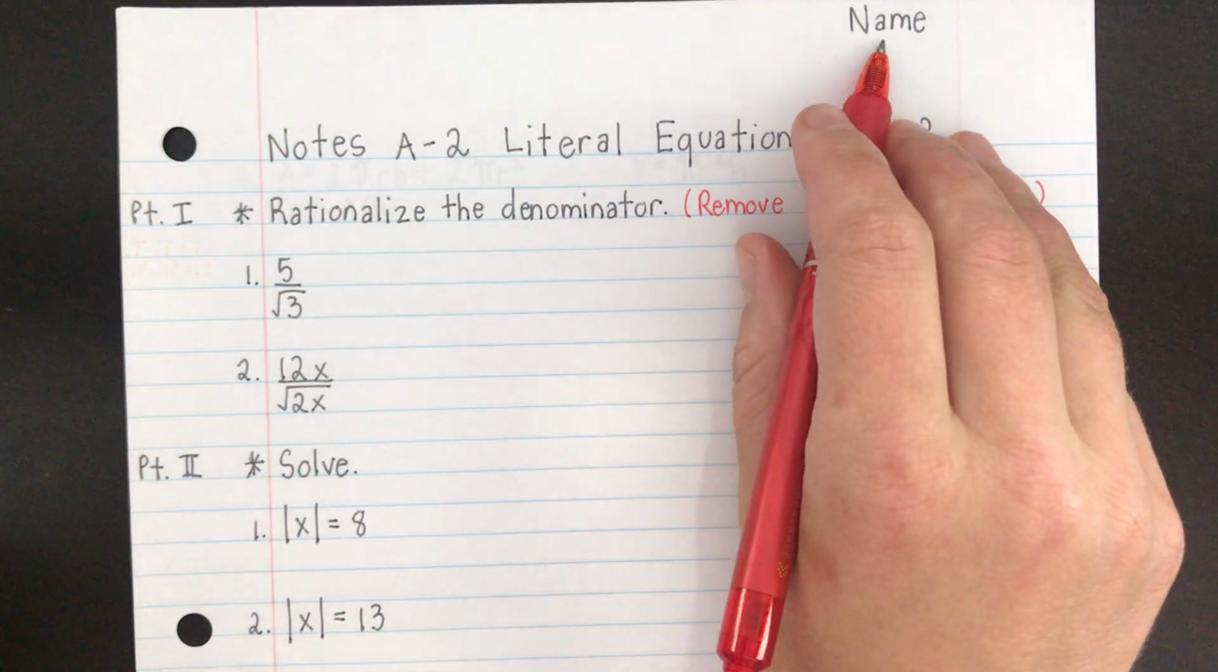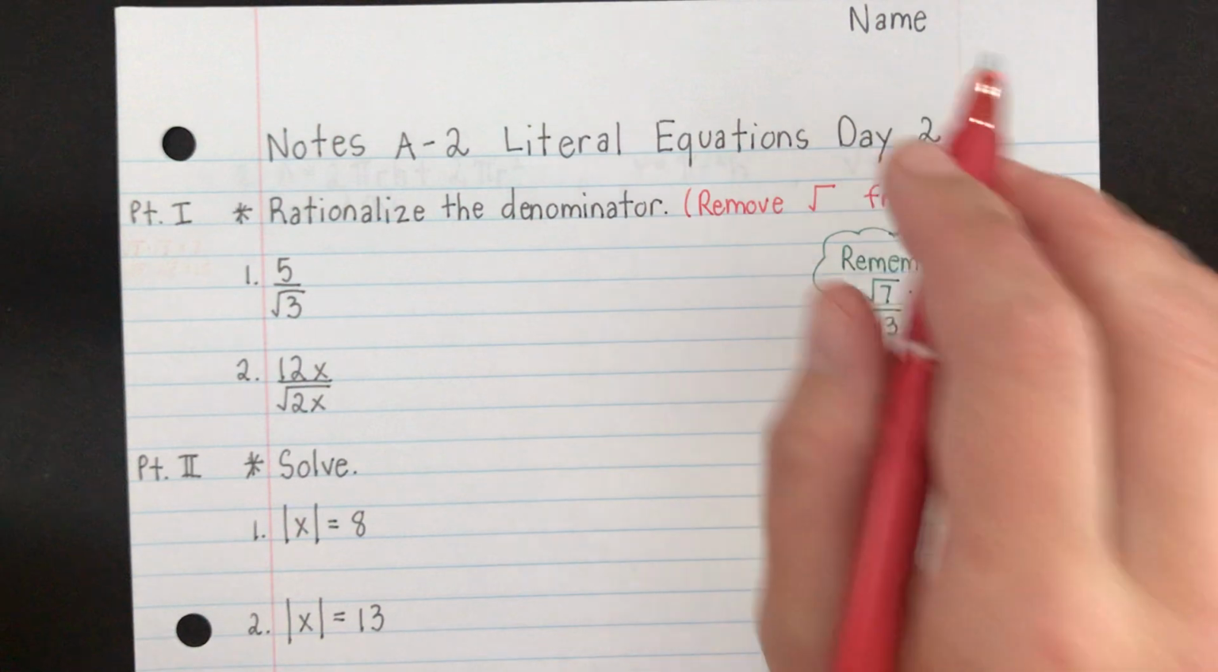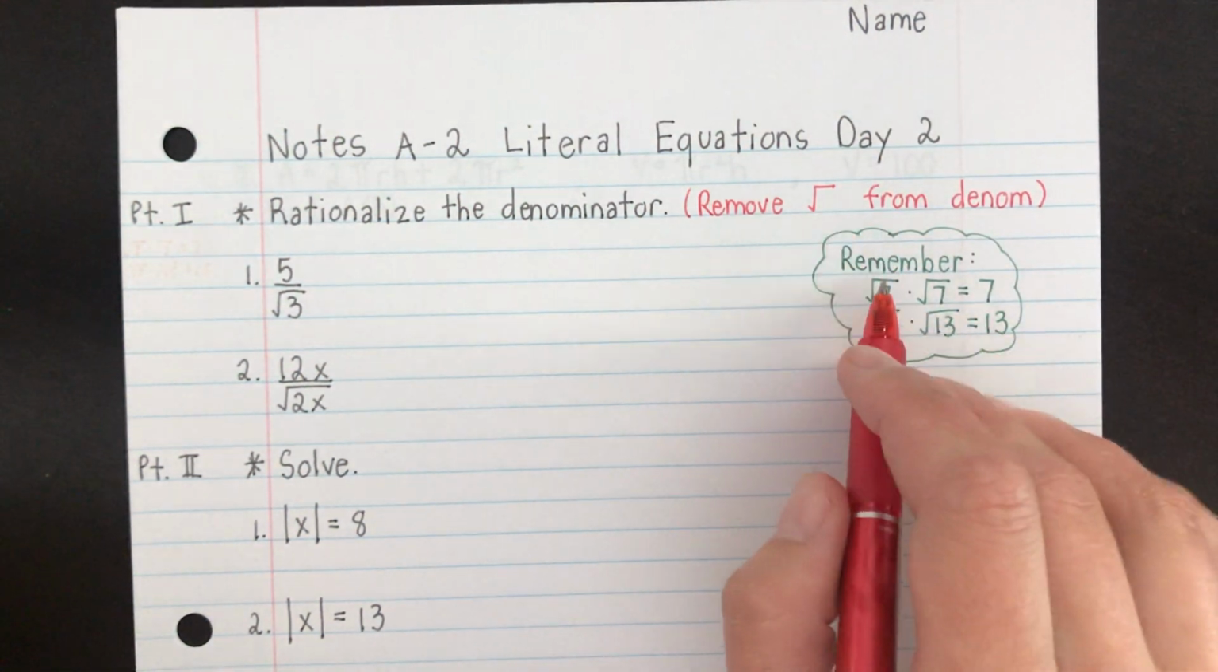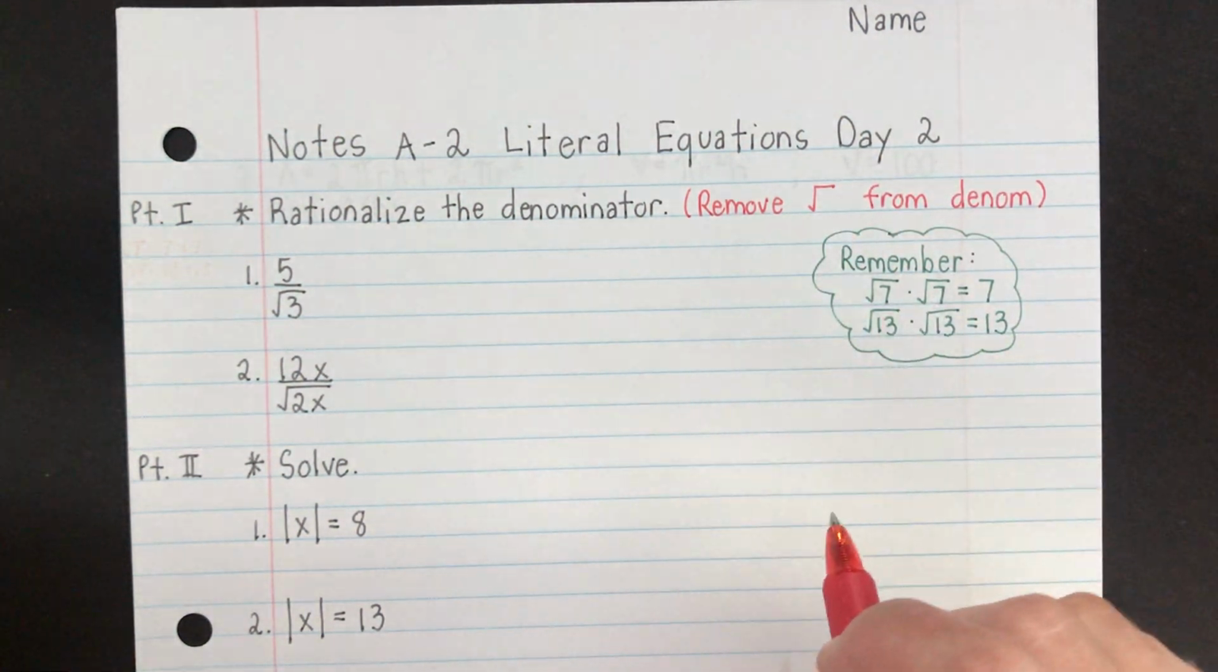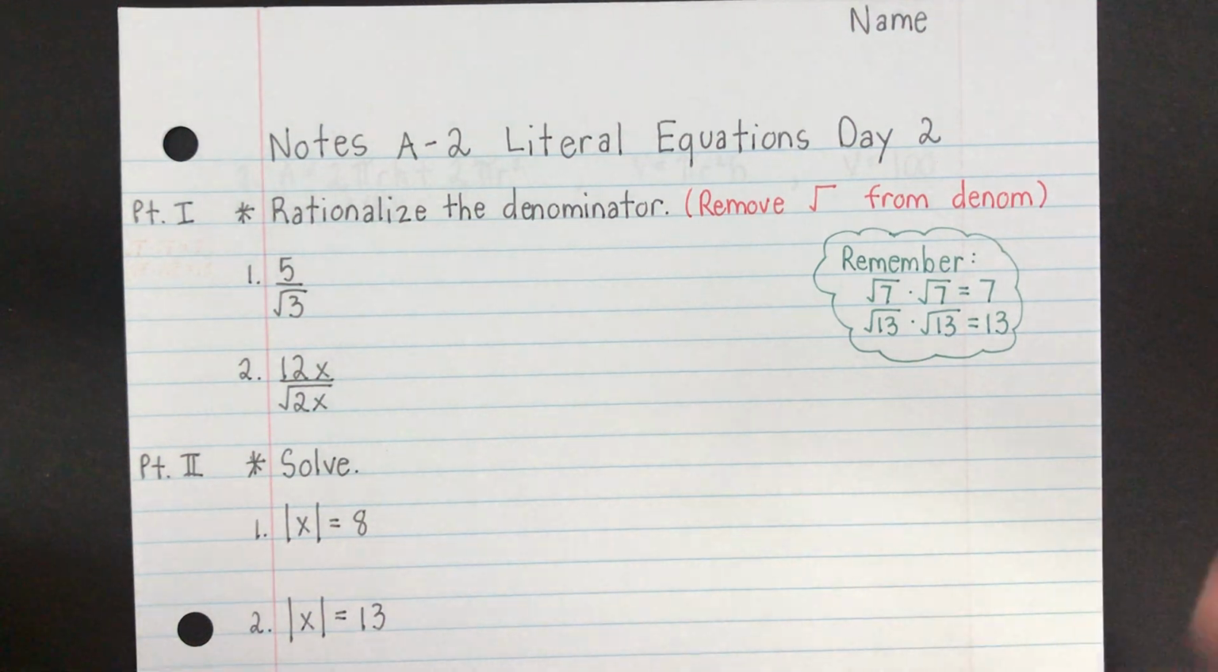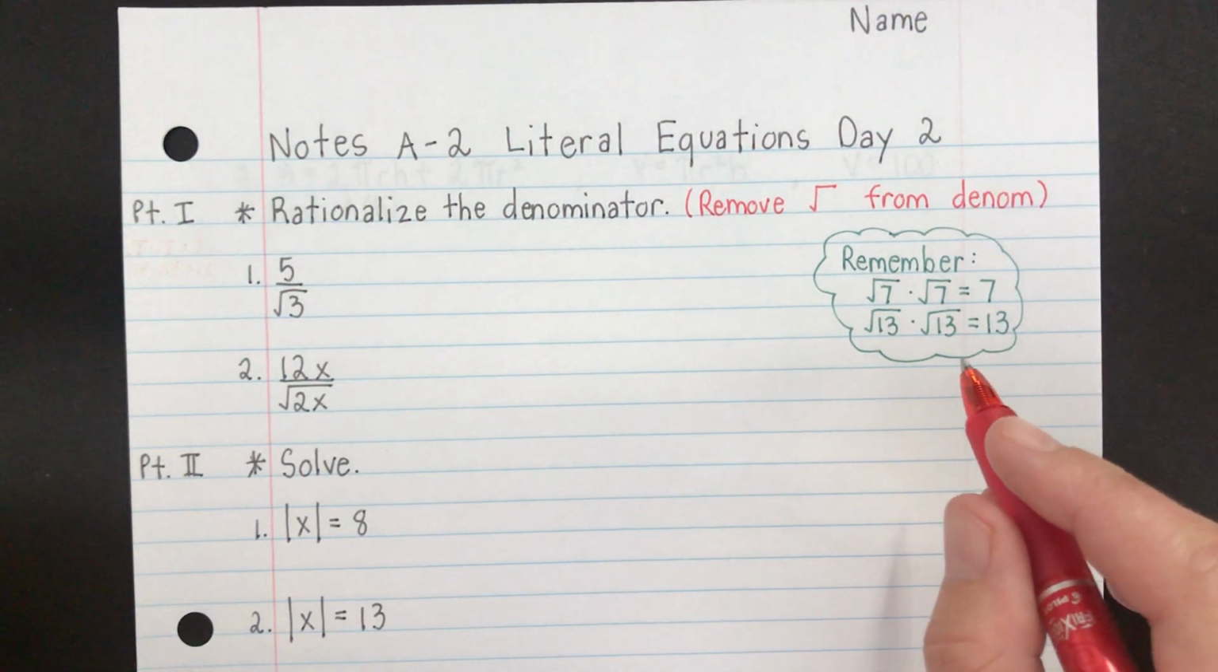Exception number 1, your name should be here and not the word name. And exception number 2, you may not use the same colors as me. In fact, you may not use colors at all. You might use pencil, and that is perfectly fine as long as your notes look just like mine, meaning you have everything written down that I have written down where I have it written down.